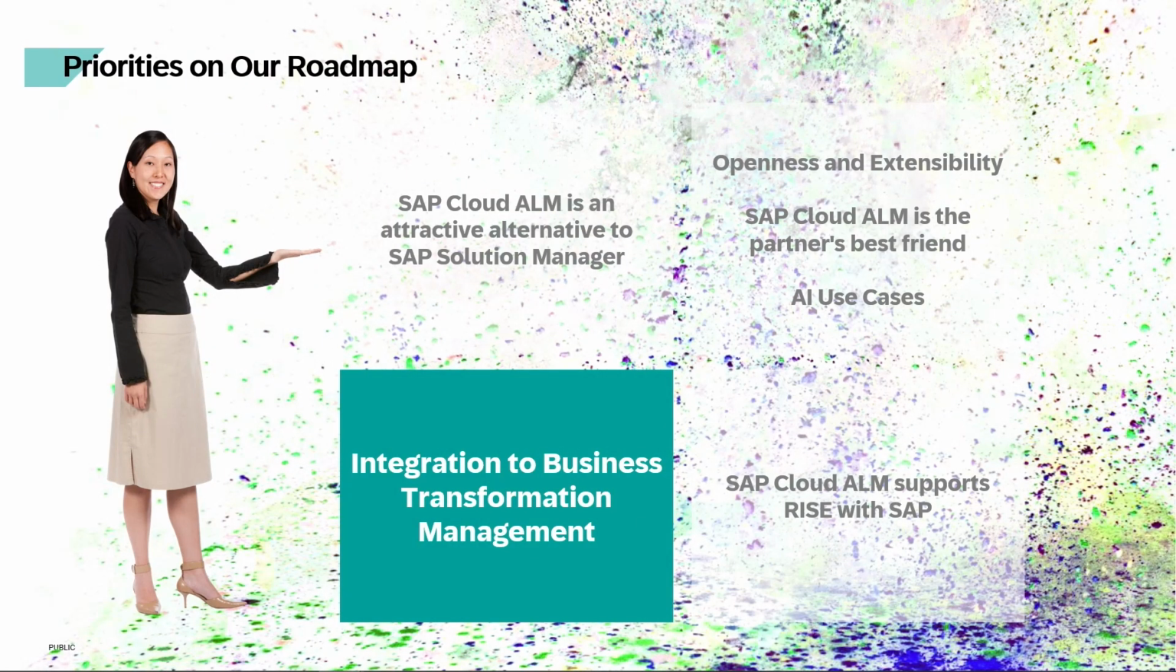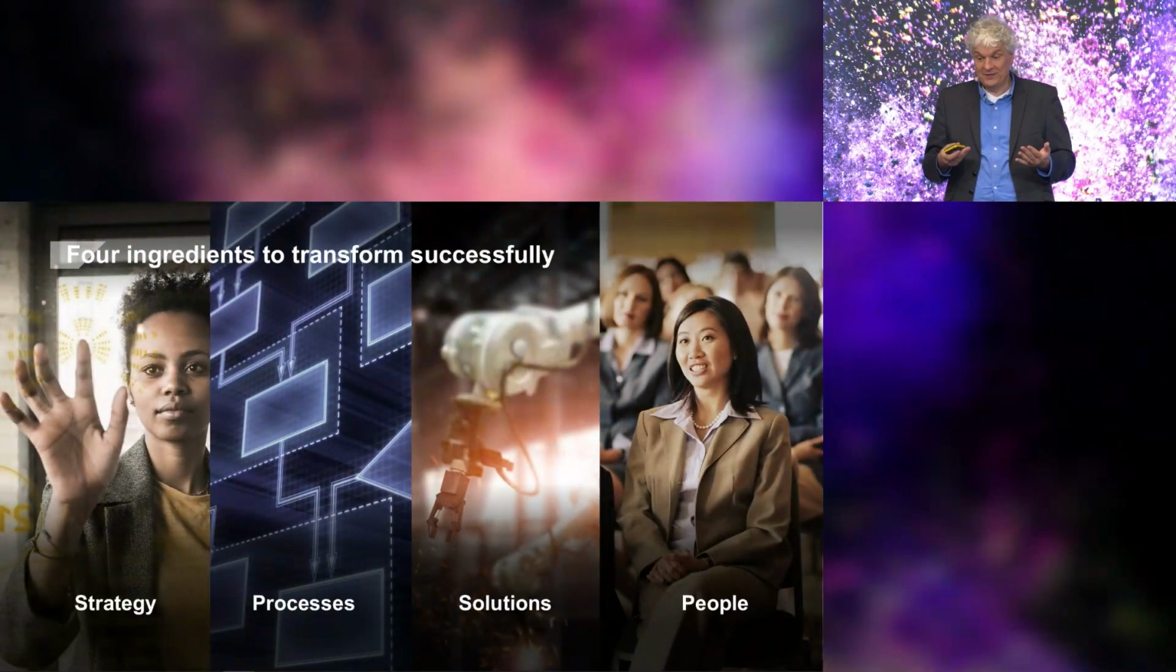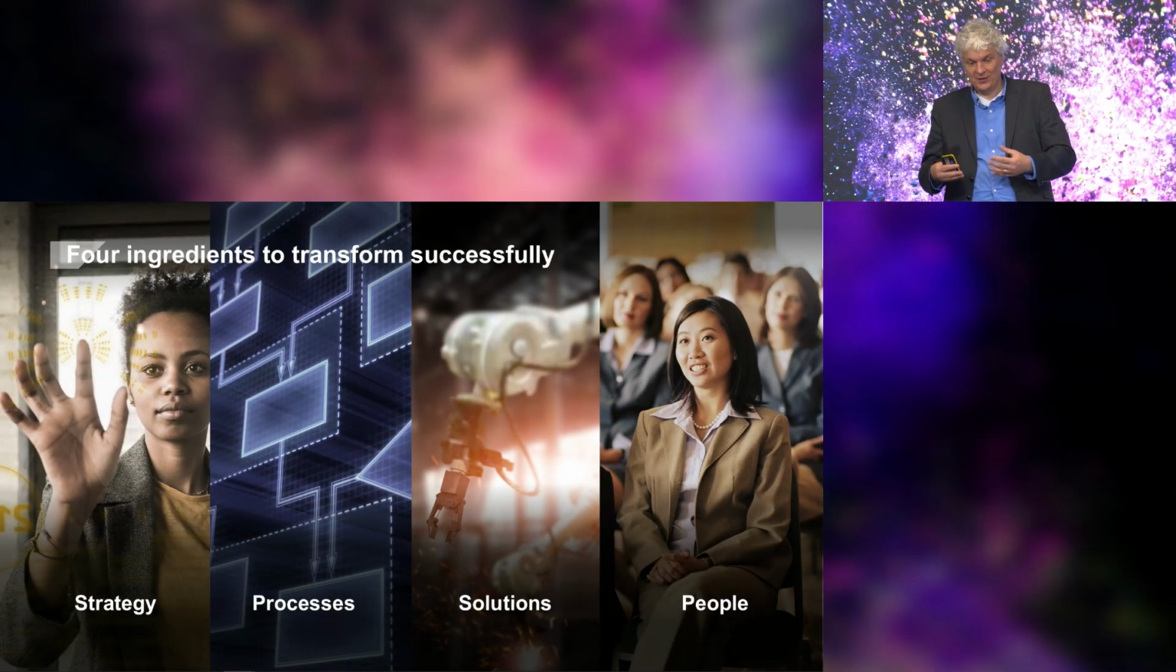Next priority on our agenda is the integration into business transformation management. You know that business transformation has 4 ingredients. You need an enterprise architecture and a strategy. You need to transform processes. You need to change your software solution, and you need to also take your people along. And for that, we have LeanIX, Signavio, Cloud ALM, and then going forward, WalkMe, today still Enable Now. And we would like to give you more insight in the integration scenarios to those neighbor disciplines from Cloud ALM.